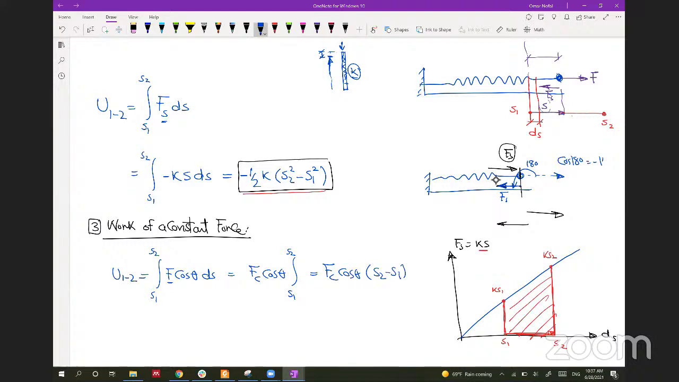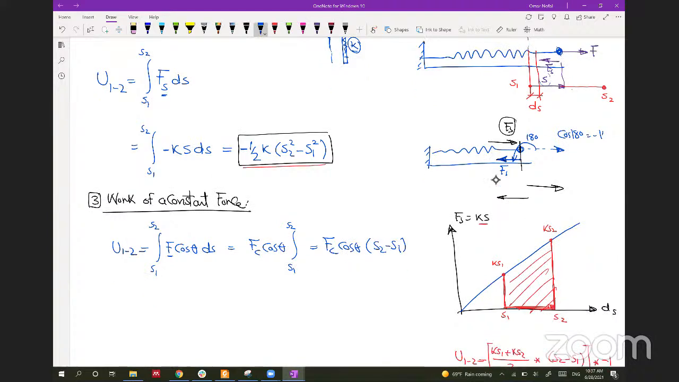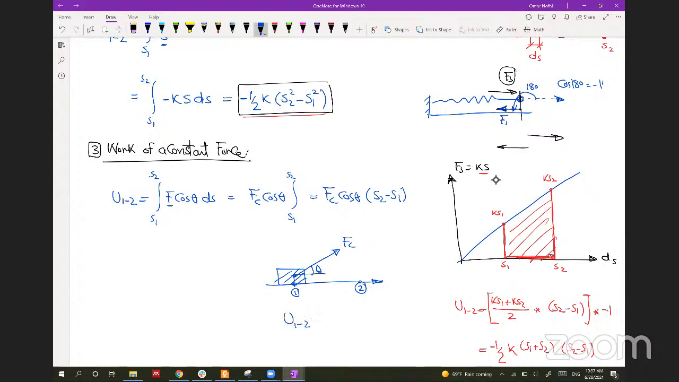So this is if the force is constant, like the example that I showed you a few minutes ago. If you have a body here and a constant force F at angle theta, and the body moved from 1 to 2, the work from 1 to 2 will be equal to F constant cosine theta multiplied by (S2 minus S1). So these are most of the types of forces that you will see in this chapter.